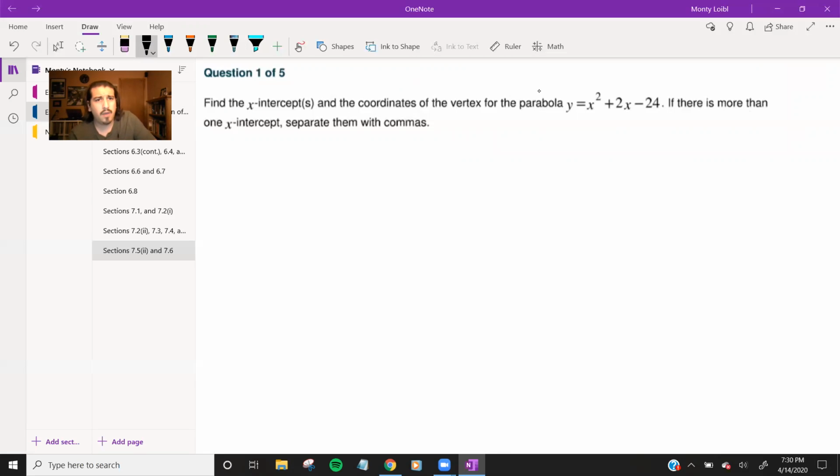Okay, so again, we can separate these into two problems, right? So this time, let's find the x-intercepts first. So remember with x-intercepts, we might just have one, that y is going to equal 0, right? We know that if we want to find the x-intercepts, y is 0, and then it's vice versa for the other one here. So we've got 0 equal to x squared plus 2x minus 24.